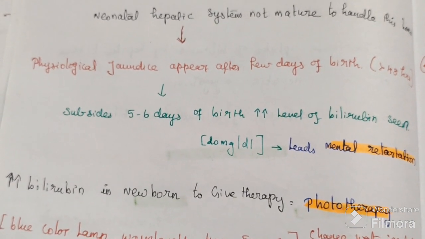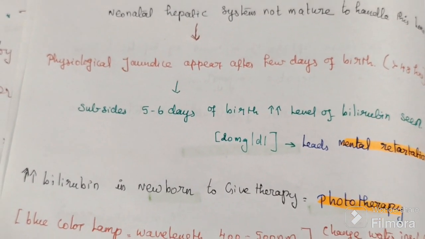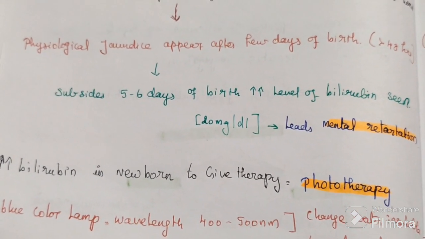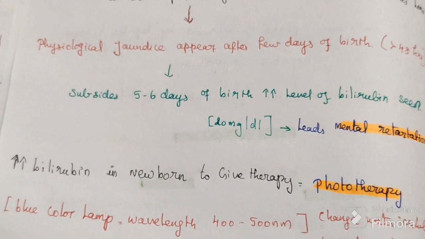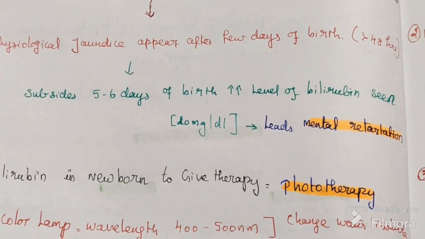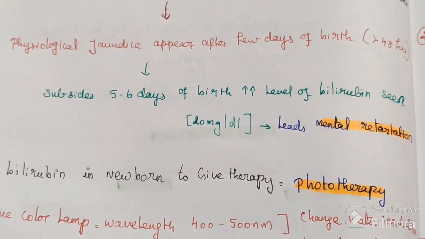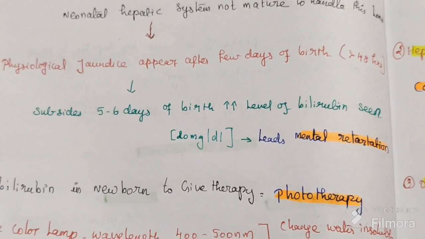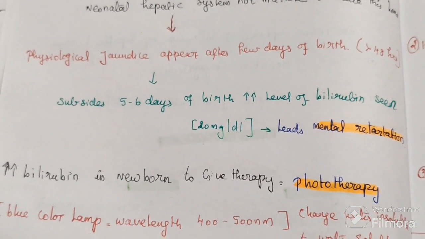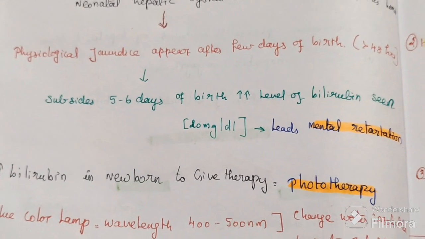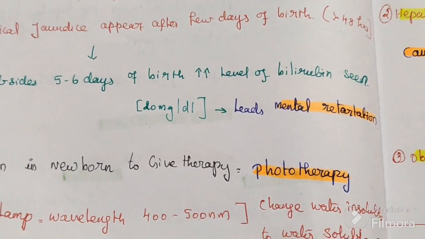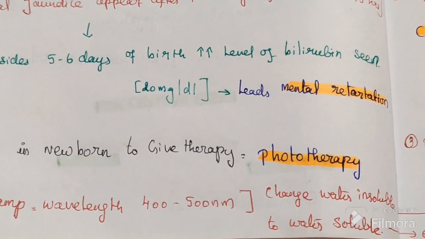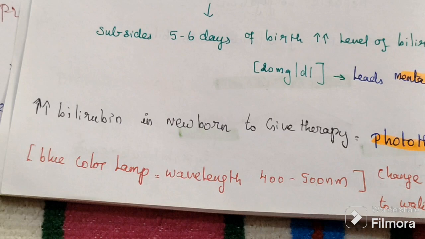Now, physiological jaundice subsides 5 to 6 days after birth. If an increased level of bilirubin, 20 mg per deciliter, is seen, it can cross the blood-brain barrier and lead to mental retardation.